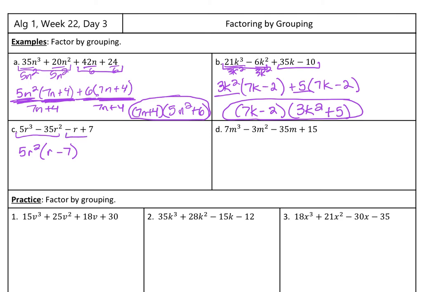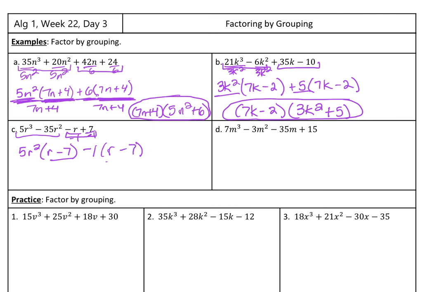Now, when I look at these second two, here's where the trickiness happens. Negative r and plus 7 don't have anything in common. So we could write plus 1 and then have negative r plus 7. But that does not match. Their signs are backwards from what we want them to be. And if that's the case, that our signs are backwards, instead of writing plus 1, what we do is we write minus 1. We take out a negative. So if I divide negative r by negative 1, I get a positive r. If I divide 7 by negative 1, I get a negative 7.